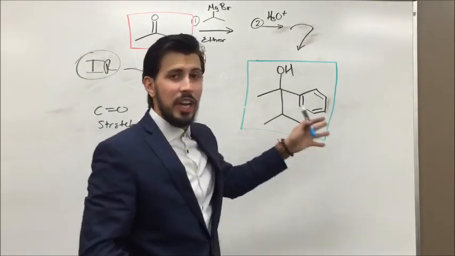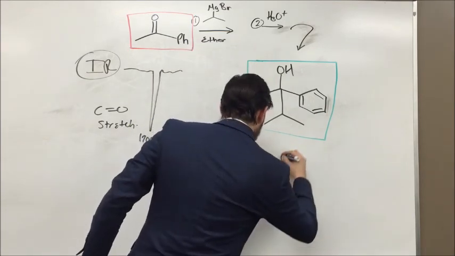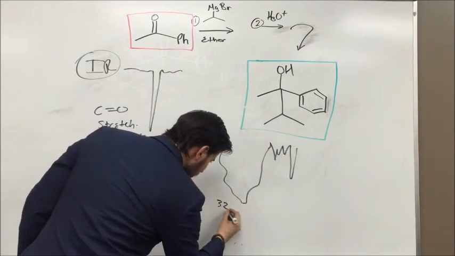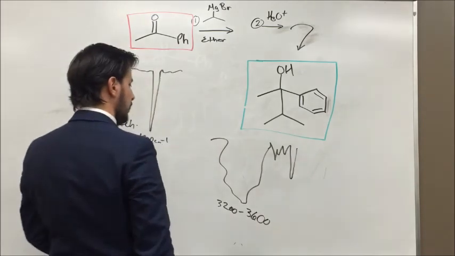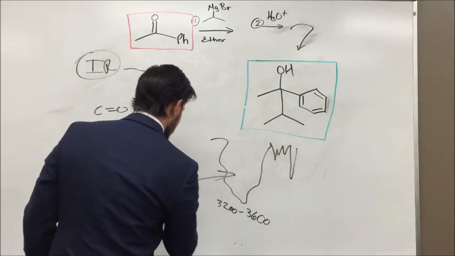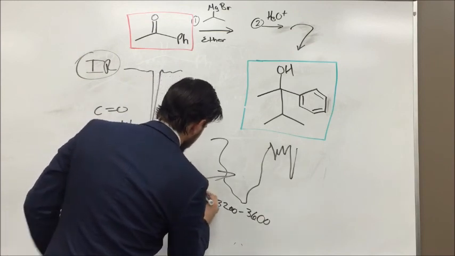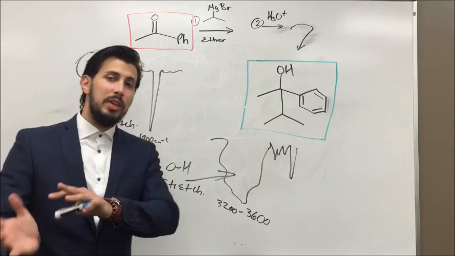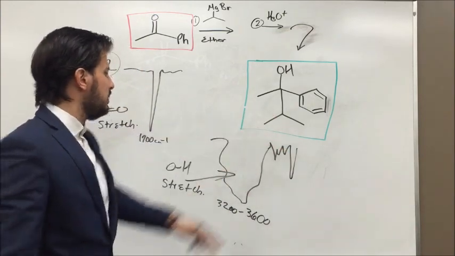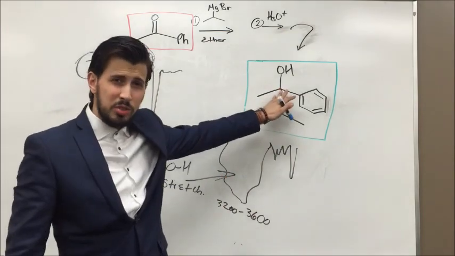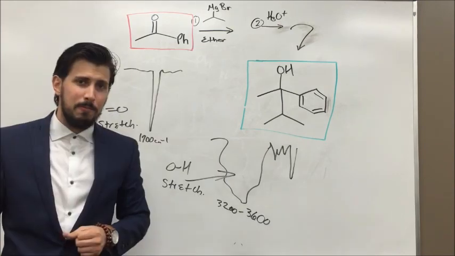And here your obvious change is going to be that at around 3200 to 3600, and that's that OH stretch. That would be the one big thing you're looking for, right? And so keep in mind too, this might actually be a lot more narrow, because the more substituted the alcohol is, the more narrow that broad stretch is going to be.